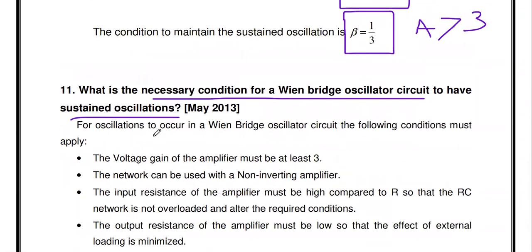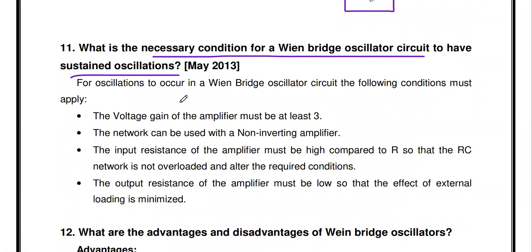The oscillator must satisfy the following conditions. One is the voltage gain of the amplifier must be at least 3. And the network can be used with a non-inverting amplifier. That is why in the Wein bridge oscillator we are using 2 stages of CE amplifier in cascade, in order to provide the non-inverting amplifier concept.